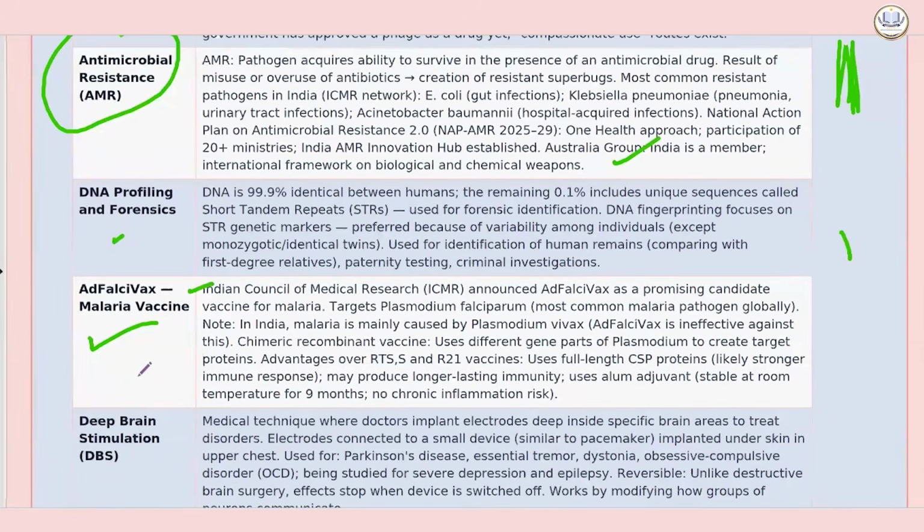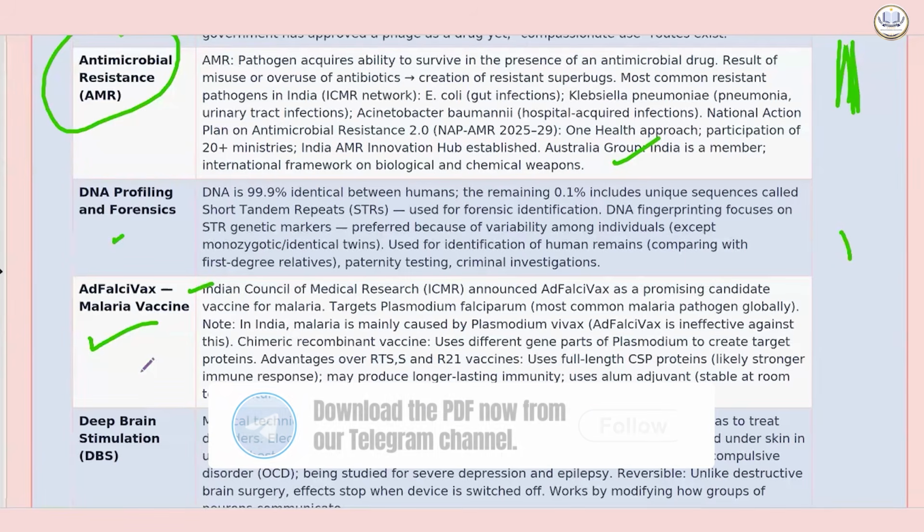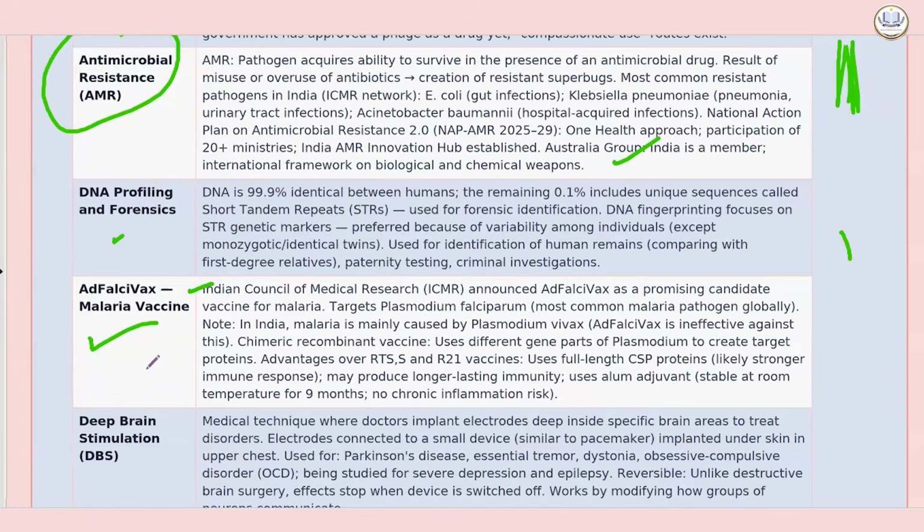Then we have the chimeric recombinant vaccine, which uses different genes, parts of Plasmodium, to create the target protein. Advantages over the RTS,S and R21 vaccines: you can use the full-length CSP protein, likely a stronger immune response, and it may produce long-lasting immunity. It uses an alum adjuvant, so it is stable at room temperature for 9 months. No chronic inflammation risk is there.